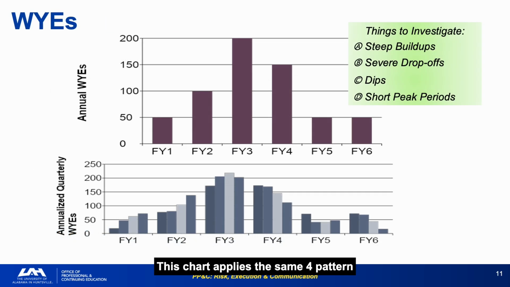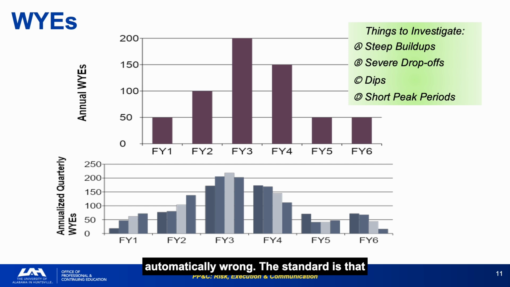This chart applies the same 4 pattern flags from Course 3 directly to workforce data. Steep buildups, severe drop-offs, dips, and short peak periods in WY data are all signals that require explanation before they can be accepted. Large organizations move slowly. They do not instantly hire to peak, and they do not instantly release people. Any WY chart that shows those patterns almost certainly reflects a planning assumption rather than an executable reality.